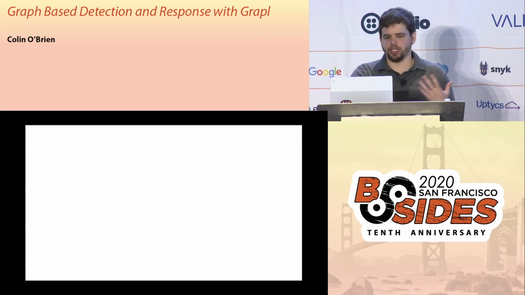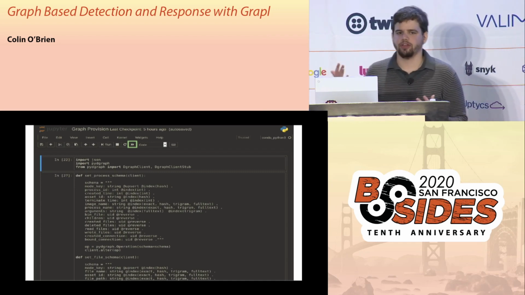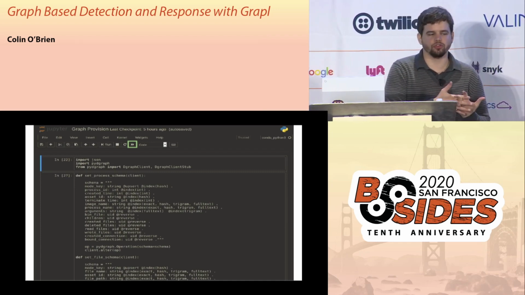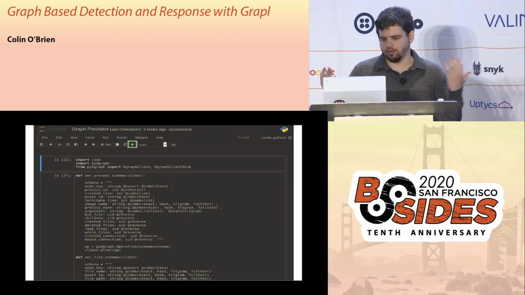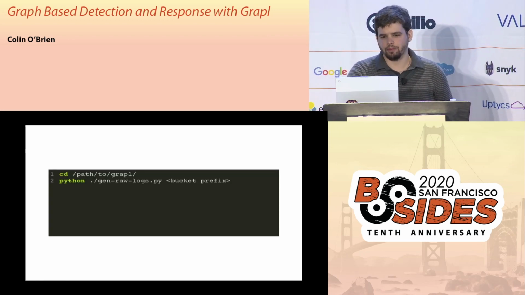Upload or use the Grapl provision notebook, and just hit the play button, and it's going to set up the database schemas. It's going to set up a user for you. You're good to go at this point. You can send up the demo data. It's in the repo as well.